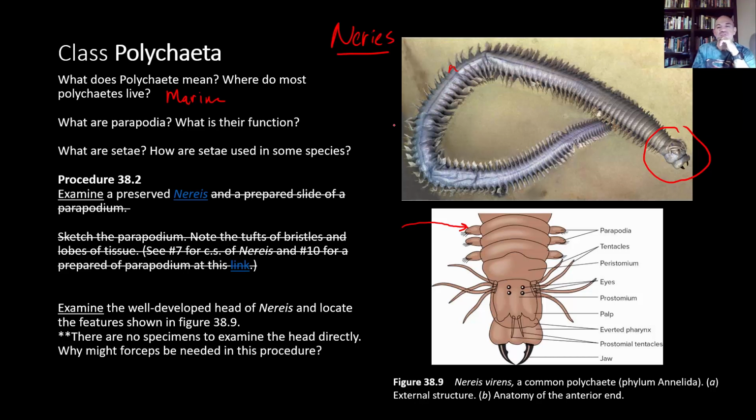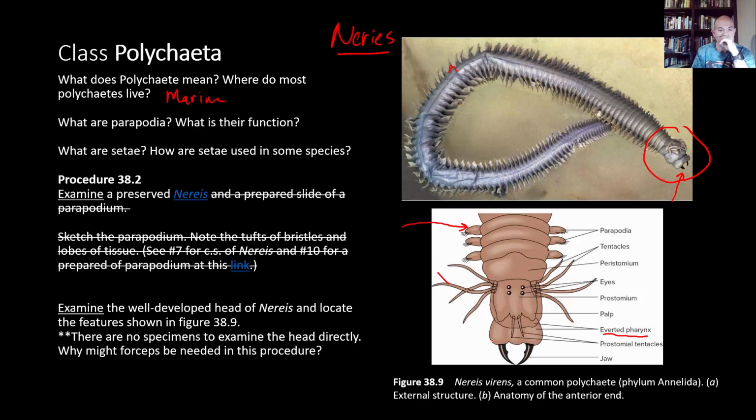When you look at the anterior head region, you notice they have these tentacles, a couple of pairs of eyes, and then this jaw-like structure. This jaw-like structure is not protruding right now; it's tucked inside, which is why it says everted pharynx. The pharynx is the back of the throat, so these jaws are actually tucked in the head. In fact, you can see them tucked in this actual image. They're not protruding as much as you see in the diagram in the bottom picture.